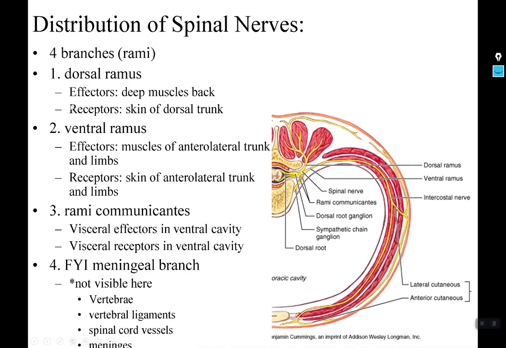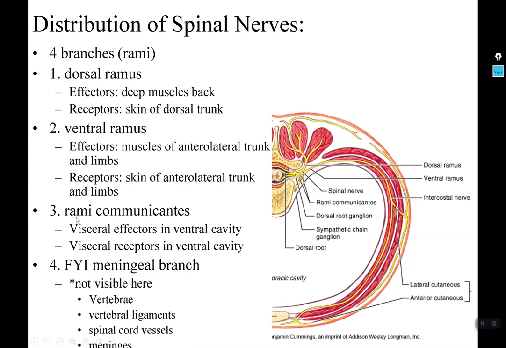The ventral ramus, the effectors are the muscles of the anterolateral trunk. So anterolateral means front and side, and also the limbs. So we'll get into the limbs later. And then the receptors are the skin, so somatic sensory apparatuses of the anterolateral trunk and limbs.